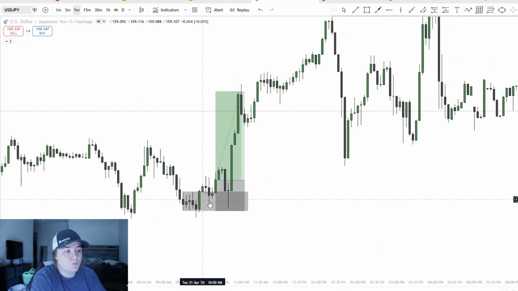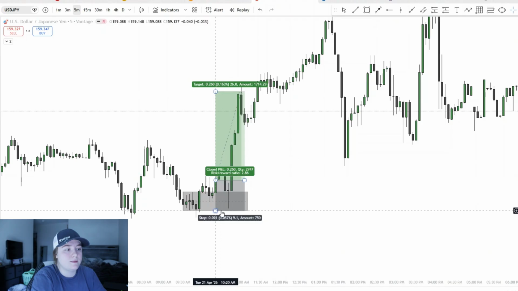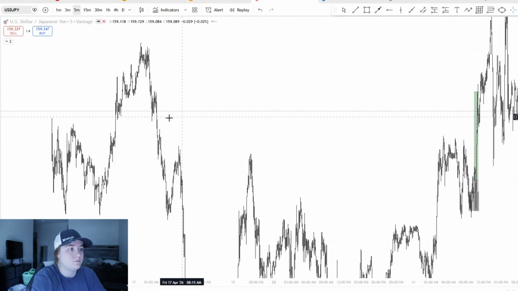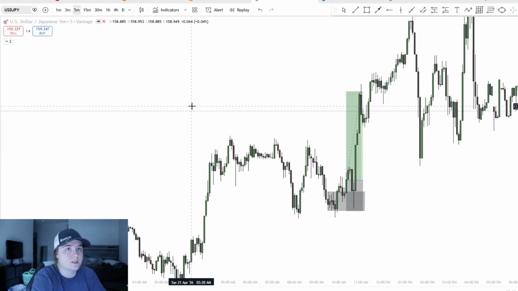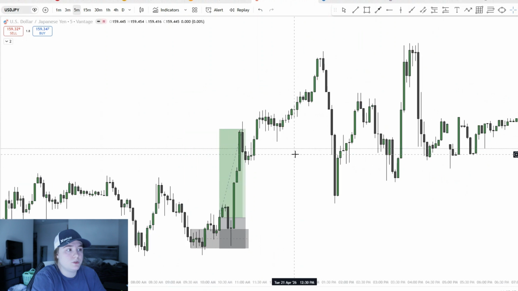As you see, we did retest that 50%, right? Therefore, my stop loss is going at the bottom of the ORB and then aiming for recent highs, recent areas of interest, etc. That is all there is to the strategy, guys.